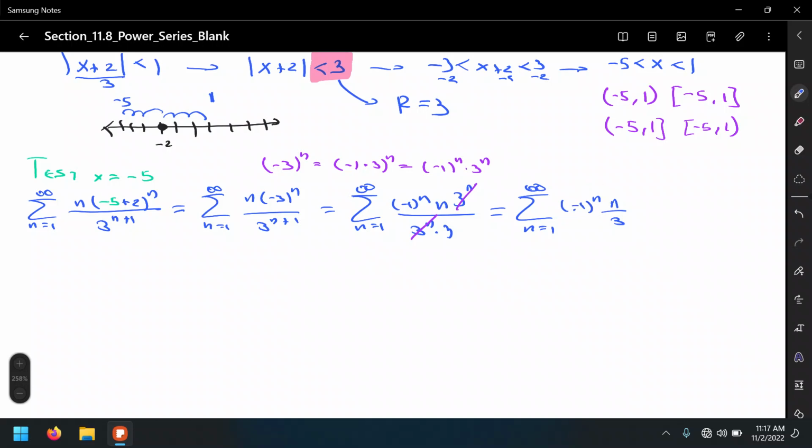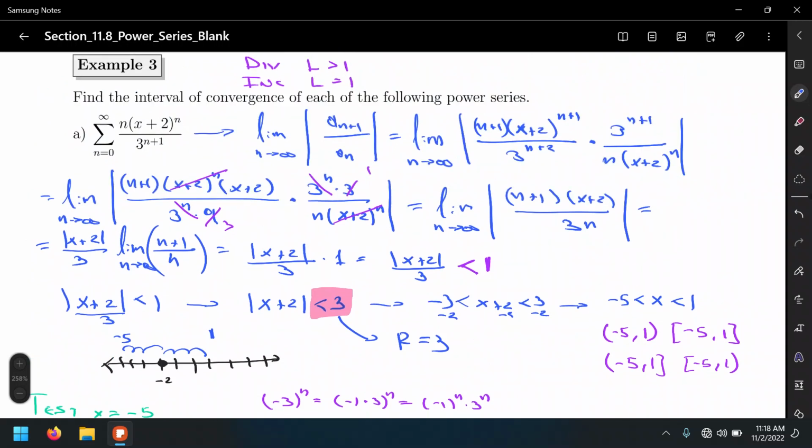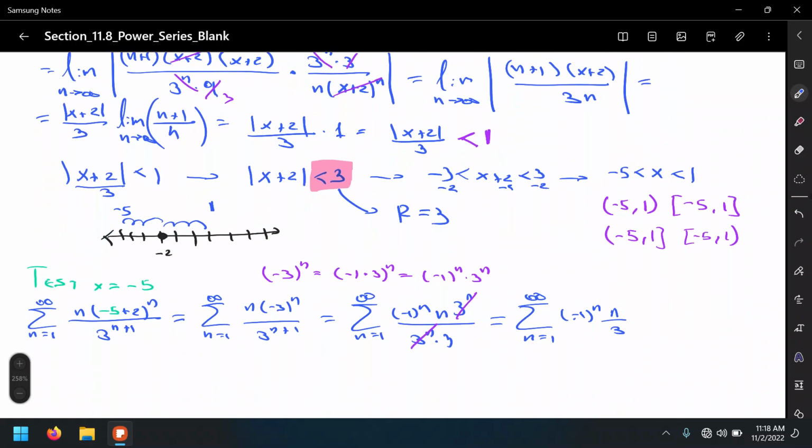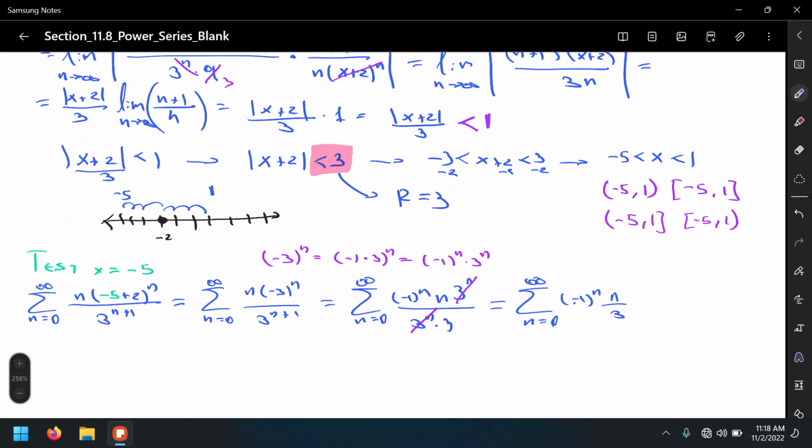Question? For the sigma, shouldn't it be n equals 0 because the original problem at the bottom of it has 0? It had a 0. Well, actually, it doesn't matter. So, well, let's change it to a 0. That's fine. Thank you. Everything is still going to be the same anyway.